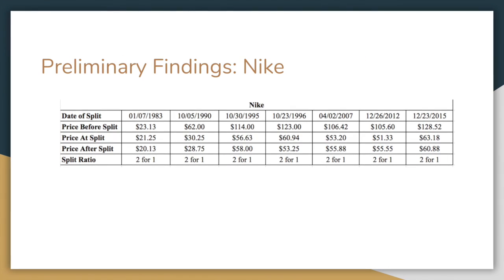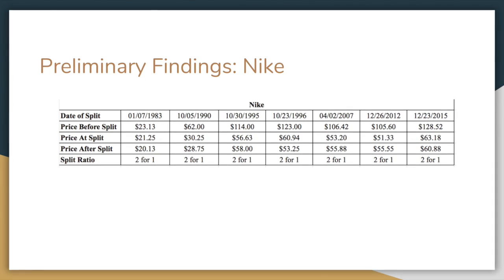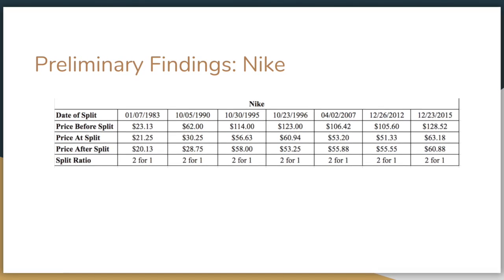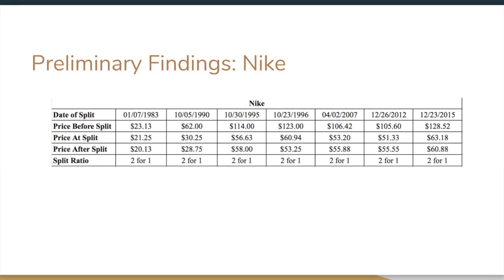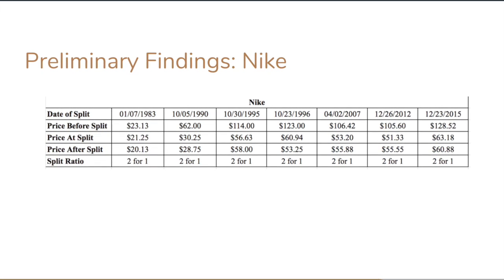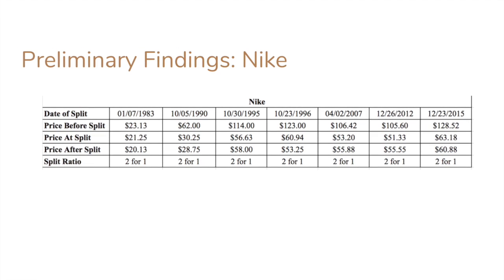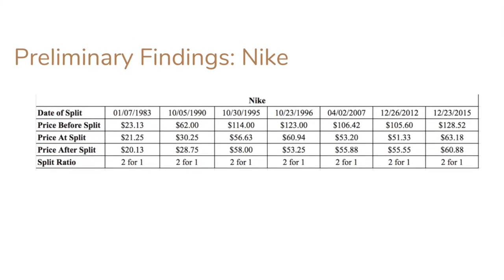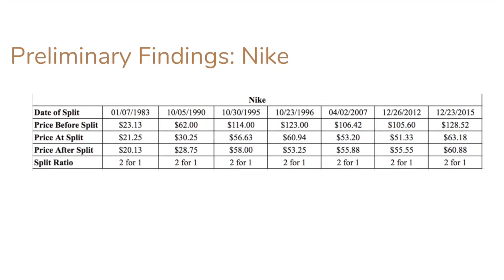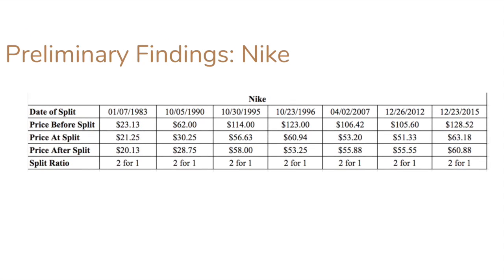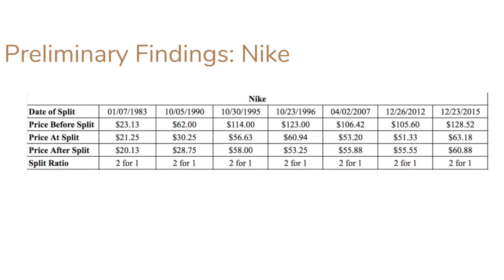This next set of slides will display our preliminary findings through our actual data and graphical analysis for our stocks. Each table shows each stock's stock split dates, the prices before, at, and after those splits, and the split ratios. An overall trend that will later be discussed in our conclusion is that the stock prices increased in the before-split periods and decreased in the after-split periods. Please pause the video to analyze this trend for each of our stocks.